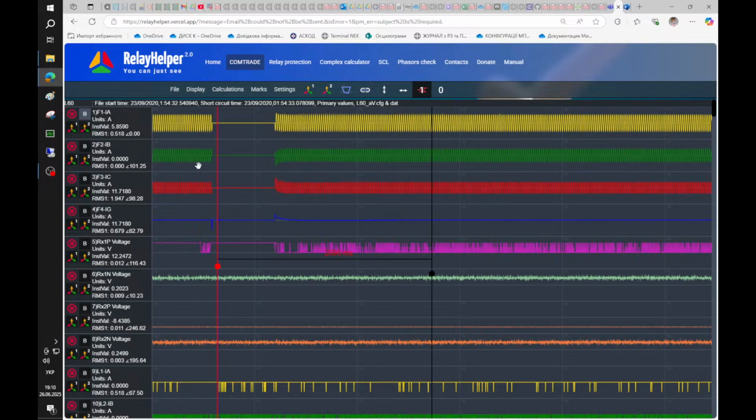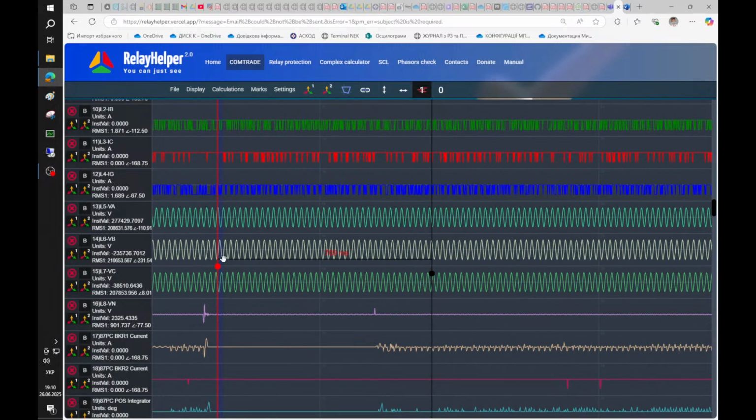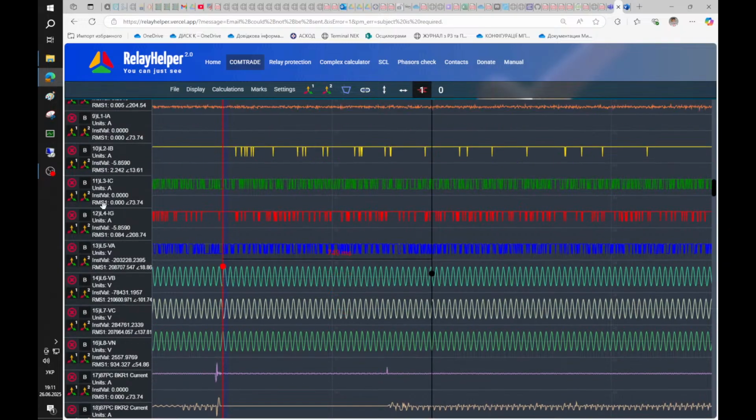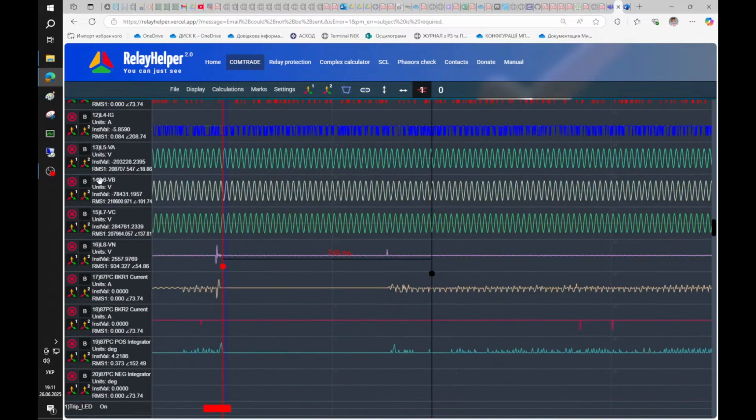Here we have currents. There's voltages. We can also see that in that case there is also a voltage transformer on the line, so we also can see that voltages have not disappeared, but currents are zero.